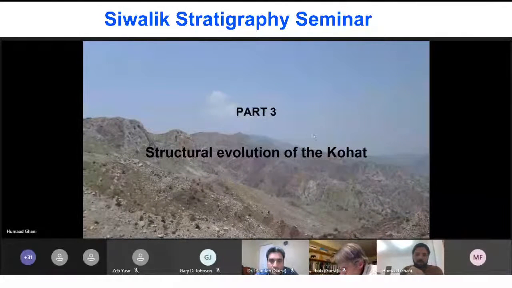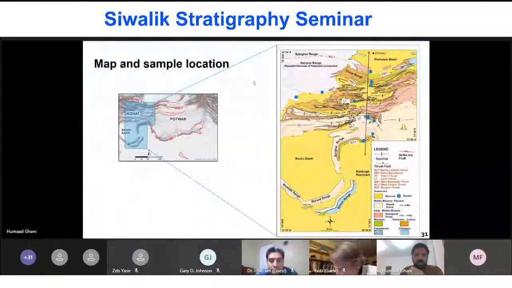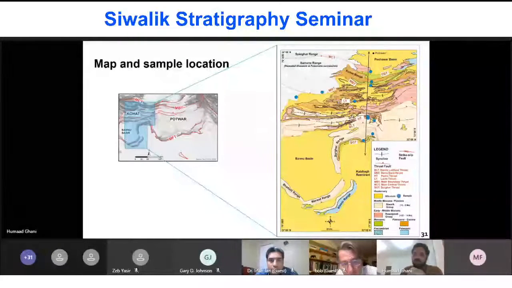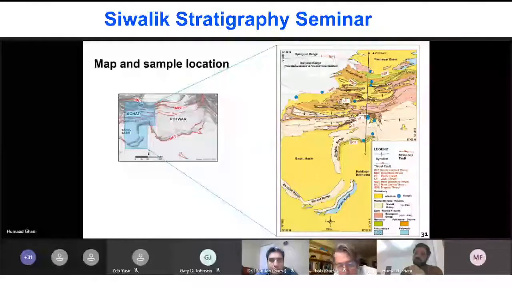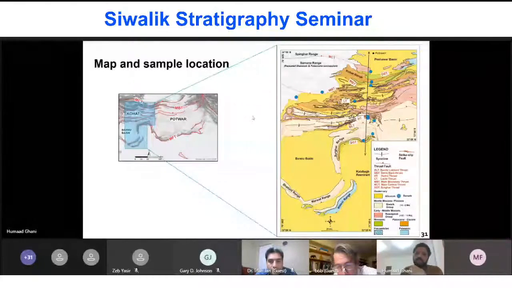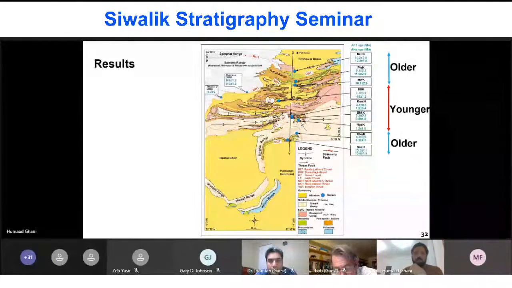And in the third part, I will be talking about the structure evolution of the Kohat. So this is the map, and I have collected these samples from the Kohat from north to south, from Surghar and from the Shakardarra area, Lachi, and from the Kohat range in south of the Peshawar basin. And these were the results from Andrew Meigs in 1995, which were the kind of breakthrough in this region to put the chronology of main boundary thrust around 11 million years in this area.